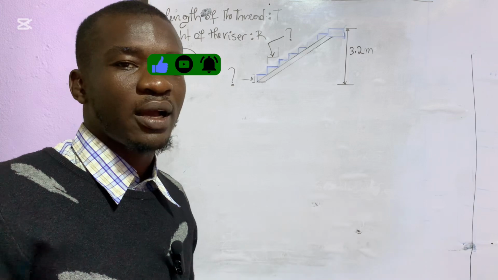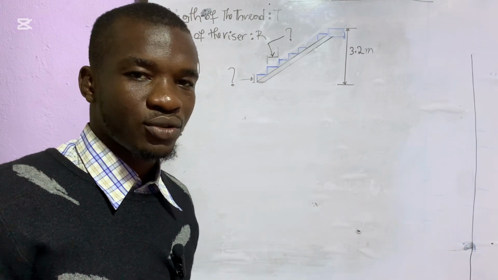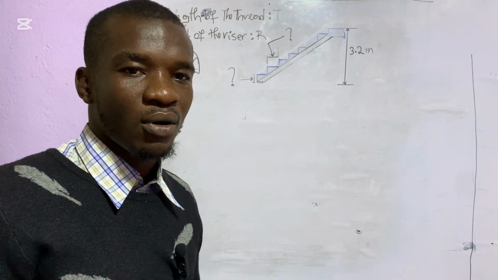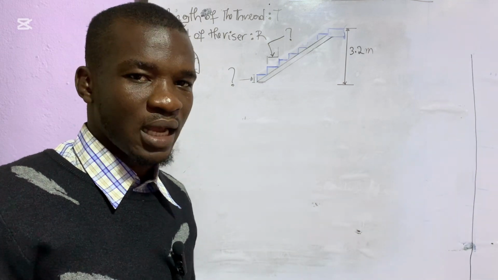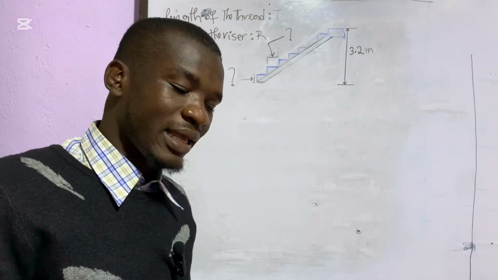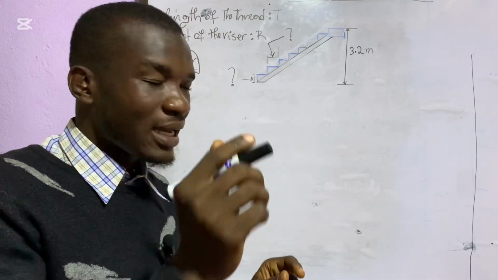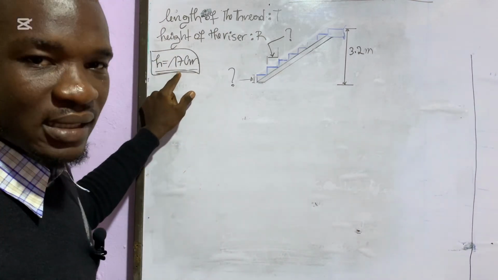Okay, because if your construction or your building or your structure is not useful or comfortable, people will not use it and it will be a wastage of money. Okay, so Blondel said that the ideal height for the riser should be around 17 centimeter.